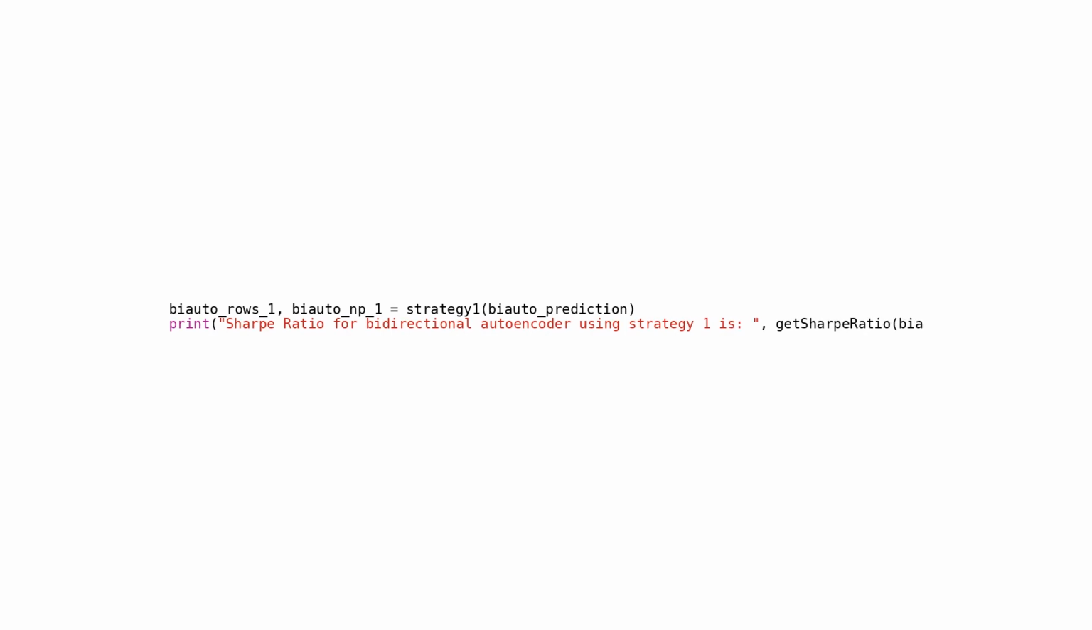This code involves a financial trading strategy that uses the Sharpe ratio to measure performance compared to a risk-free asset. The strategion function processes predictions from a bidirectional autoencoder, returning a numerical representation likely in the form of a numpy array. The calculated Sharpe ratio for this strategy is then printed.